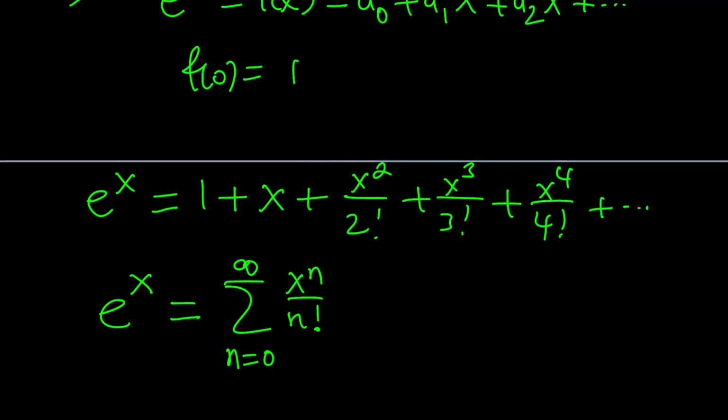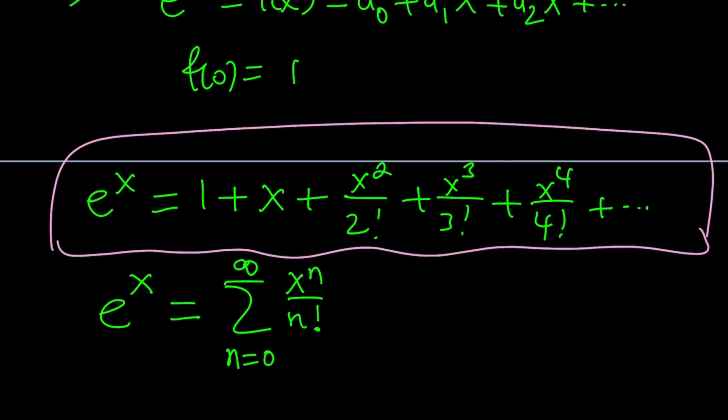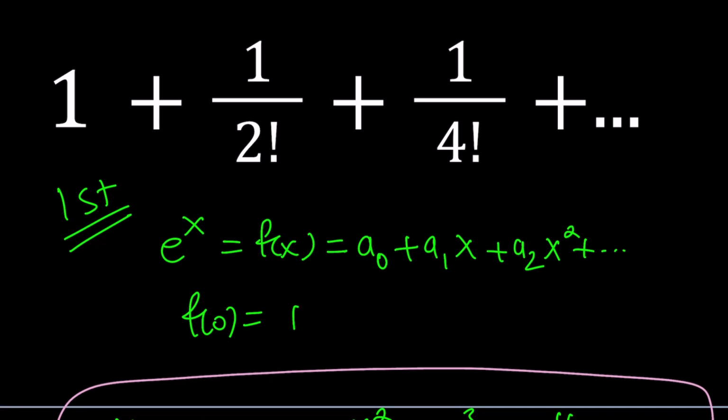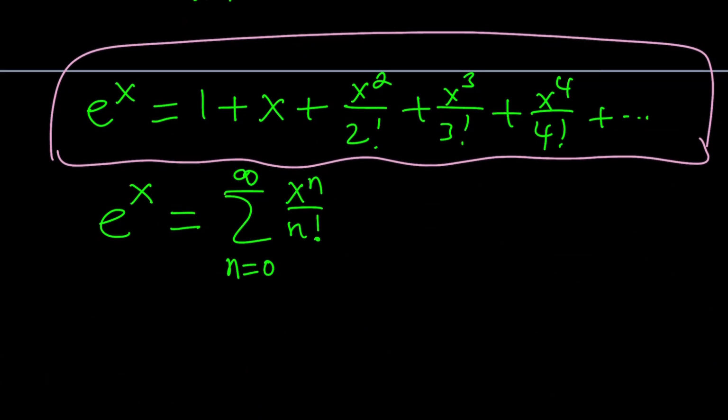But why is this important? Well, if you look at the original problem, we're supposed to evaluate the sum of the reciprocals of factorials, but they're only evens. 0 factorial obviously is not written, but that's what it is. So this should be helpful, right? The only problem is we need to get rid of the odd powers. And that can be done with a little math trick, or mathemagic.